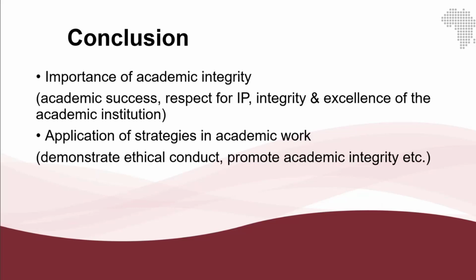So in my conclusion, it is important to stress the importance of academic integrity. When you reference, when you use your literature correctly, there's a lot that you can achieve: academic success, respect for intellectual property, and the integrity and excellence of our academic institution. You should know by now how UNISA has been dragged across all these social media platforms. For us to uphold academic integrity, we need to avoid plagiarism at all costs, so that our academic institution has good integrity and excellence. And then you must also use the strategies in your academic work. In that way, you demonstrate ethical conduct and you promote academic integrity.